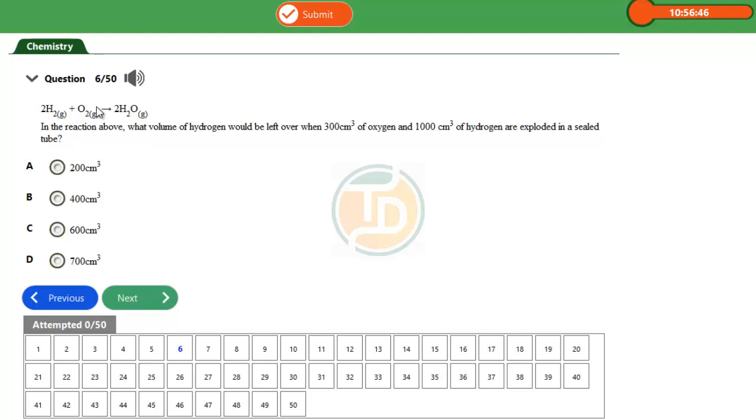Note that Gay-Lussac's law does not work alone. It works closely with Avogadro's law. And Avogadro's law states that equal volumes of all gases at the same temperature and pressure contain the same number of molecules. So let's move quickly to solve this question, so that we can make sense of what we want to do. So let's go to the board.